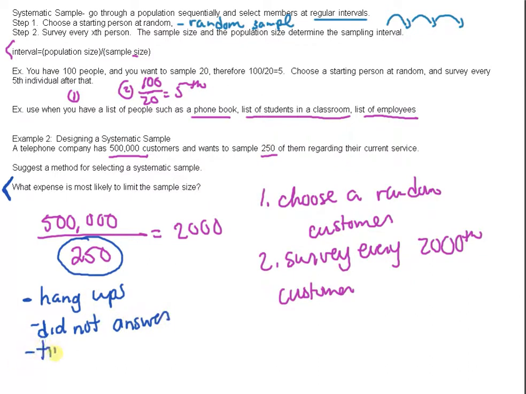Okay, maybe you'll run out of time. Like you can't really call people past 9 o'clock. It's inappropriate, right? So maybe limiting the time. Or maybe you don't have enough employees to call these people. Okay, just a couple different things to think about.